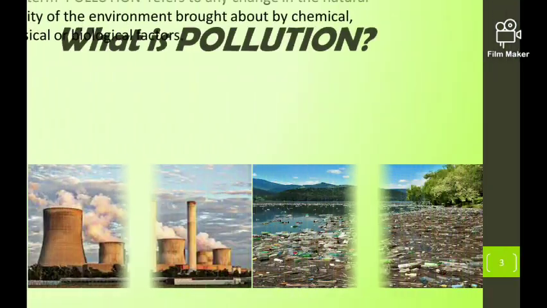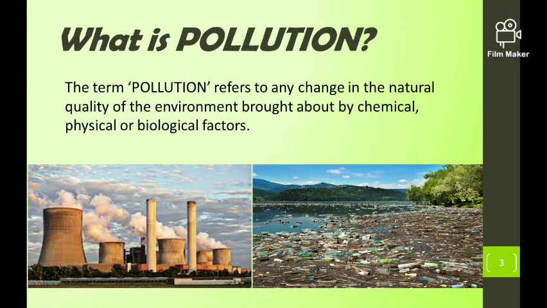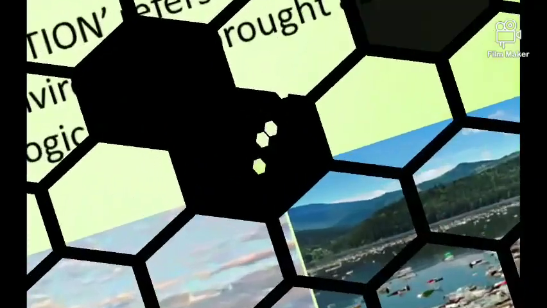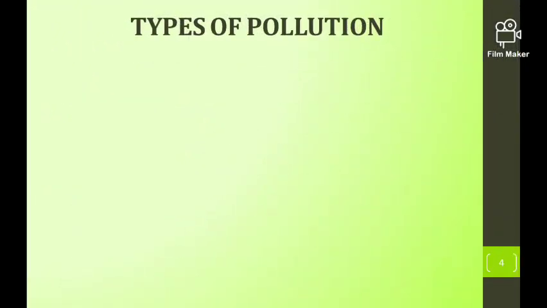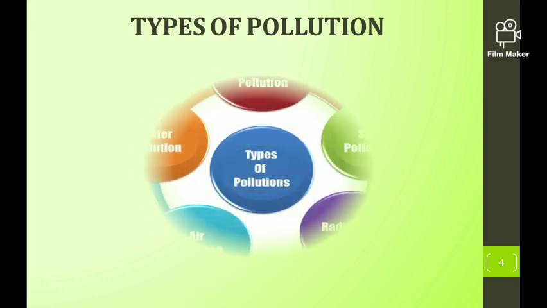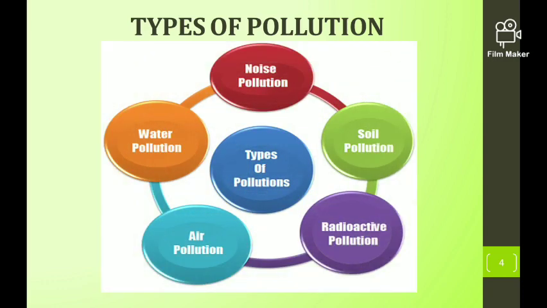Now, what is pollution? The term pollution refers to any change in the natural quality of the environment which is brought about by chemical, physical or biological factors. There are basically five types of pollution, namely noise pollution, soil pollution, radioactive pollution, air pollution and water pollution.